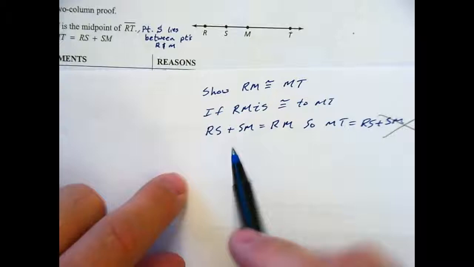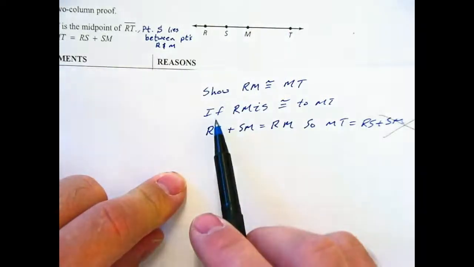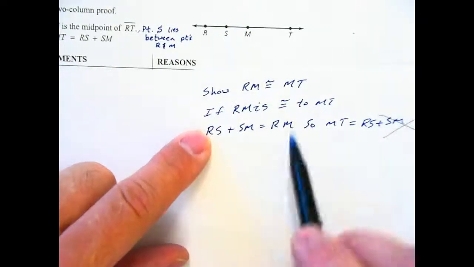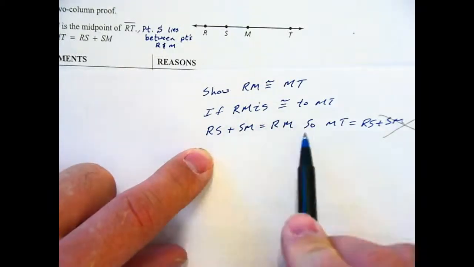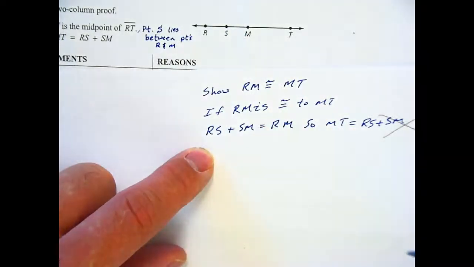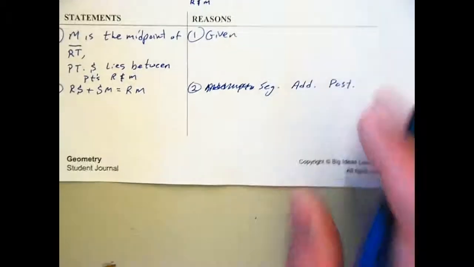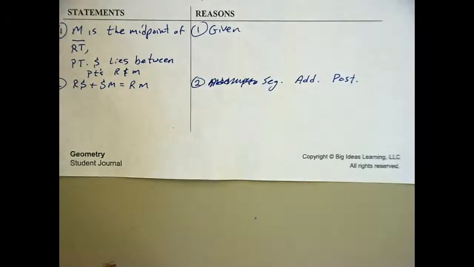Okay, this is your goal. If I can show that RM is equal to MT, and I know that RM is equal to SM plus RS, then I know that MT would also be equal to SM plus RS. Make sense? That's a pretty basic one. So we've started that out. We said RS and SM equal RM. That's good. So now what else do I have to say?